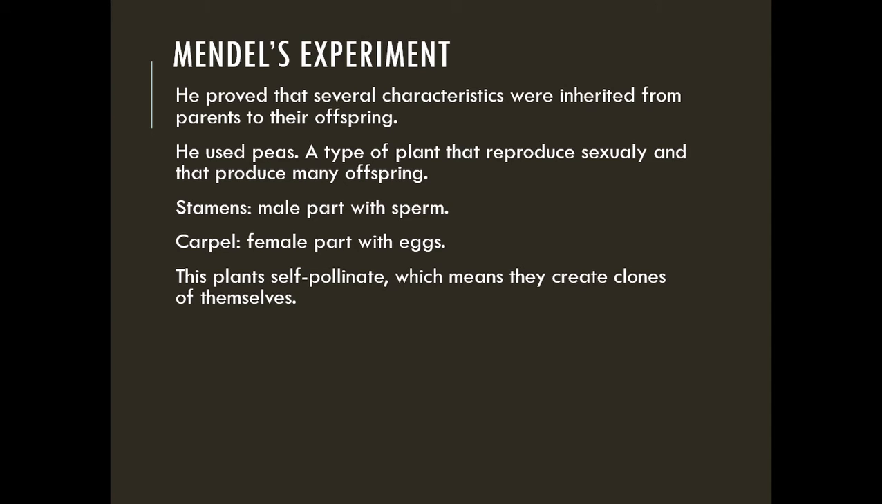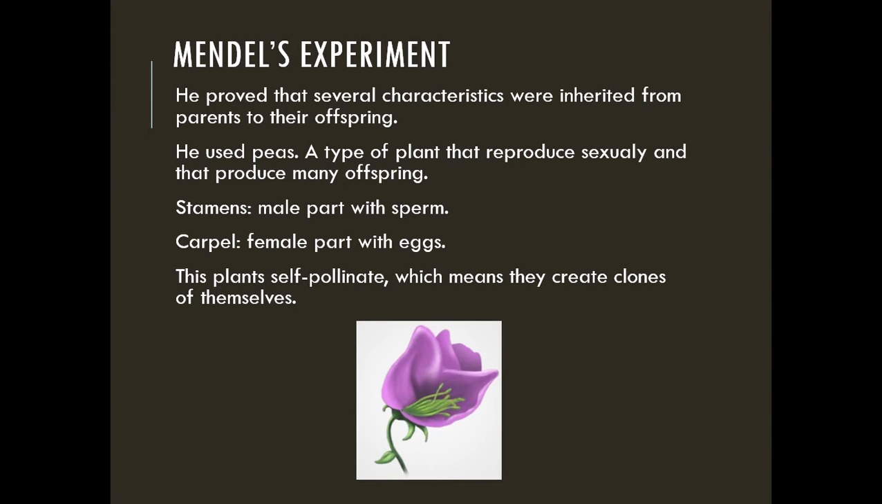But what happens in this plant is that one plant has the male parts as well as the female parts. So it is possible for the plant to pollinate itself and generate seeds on its own. Since the plants are going to be genetically equal to the parent, they are known as clones. And here we have a picture of what one of these pea plants looks like. Inside the flower, of course, you will find the stamens and the carpels.